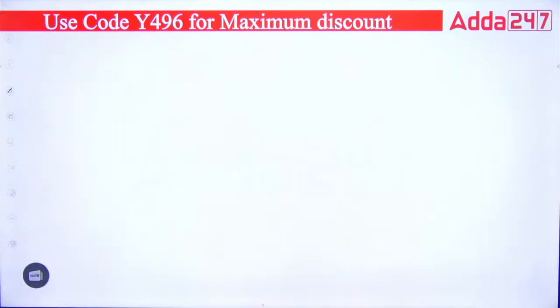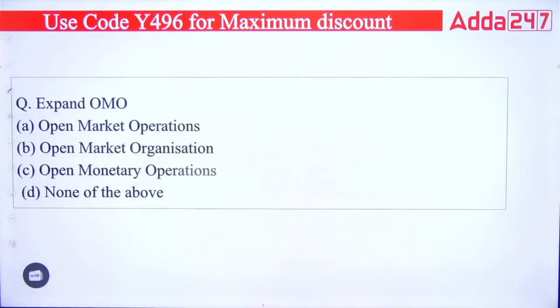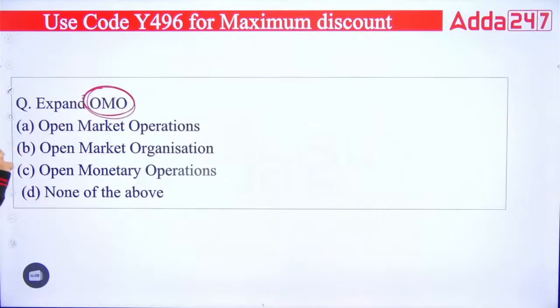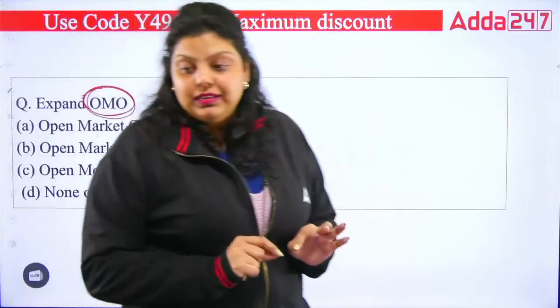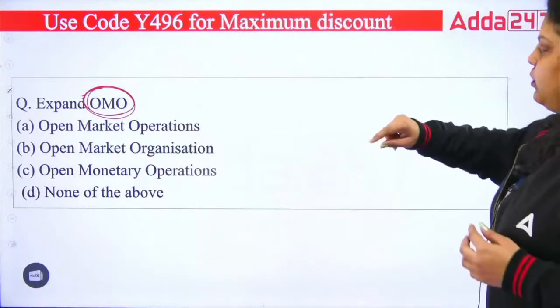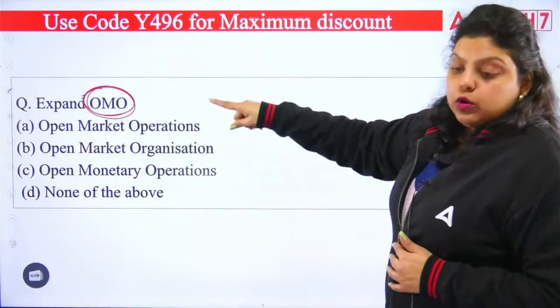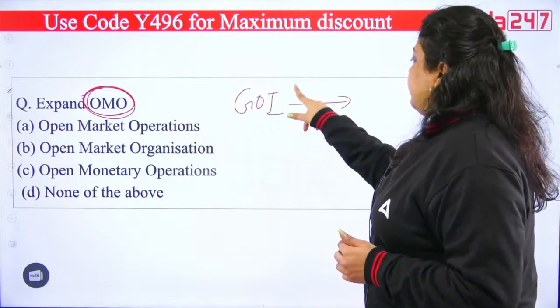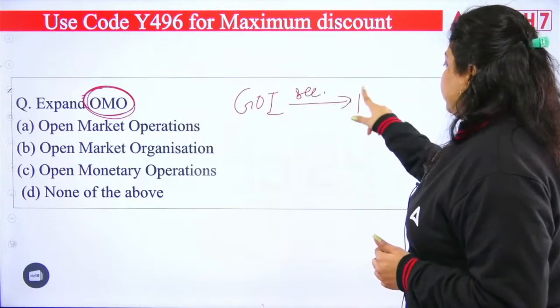Next question: expand OMO. OMO is an indirect instrument of monetary policy, and I will let you know what it is. You let me know the full form of OMO. First of all, when we talk about OMO, the Government of India issues its securities. The government will give its securities to RBI.